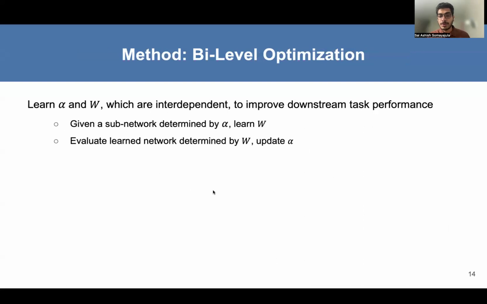To learn alpha and W that improve the downstream task performance, we need a nuanced approach. Alpha and W are interdependent. Given a subnetwork determined by alpha, we learn W. So the learned W is an implicit function of alpha. We then evaluate the learned network characterized by W and update alpha to improve the overall performance. These objectives can be perfectly achieved using a bi-level optimization framework performed in 2 stages.